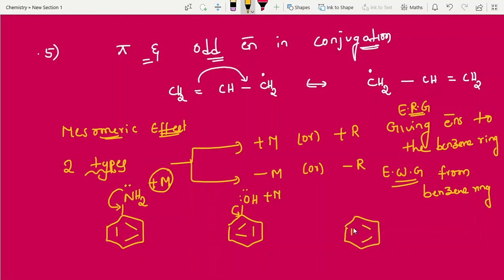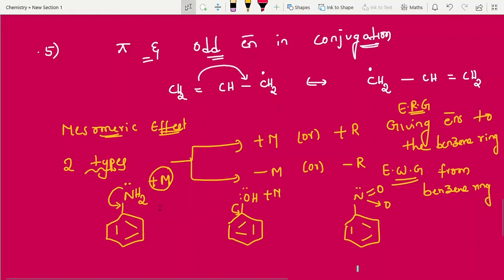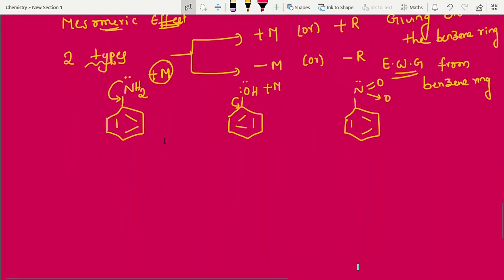Yes, most of the students will be confused here. N double bond O, this is nitrobenzene. It has a lone pair, but this is a minus M group. See students, in the first case nitrogen has a lone pair, and you are saying it is a plus M group, right? But here nitrogen also has a lone pair. Why don't you say it is a plus M group? Why are you saying minus M group?